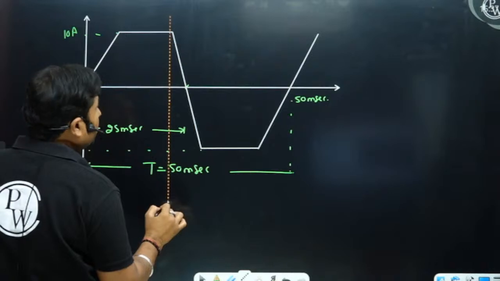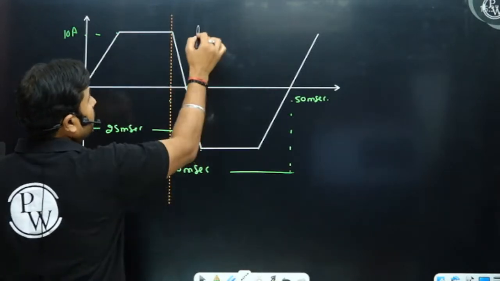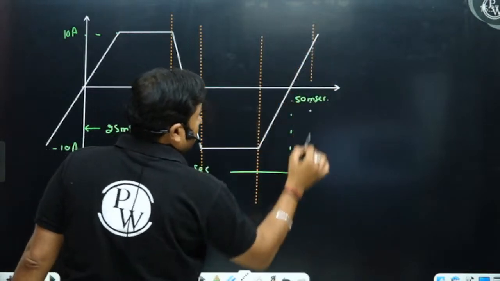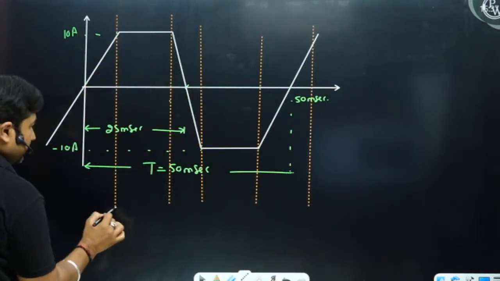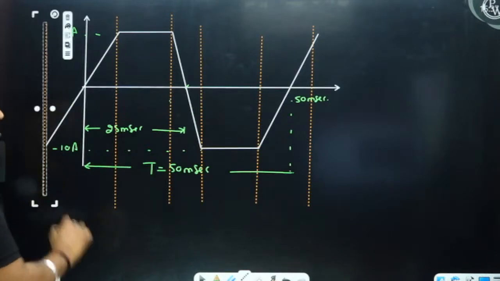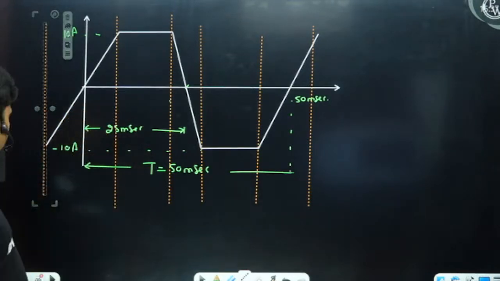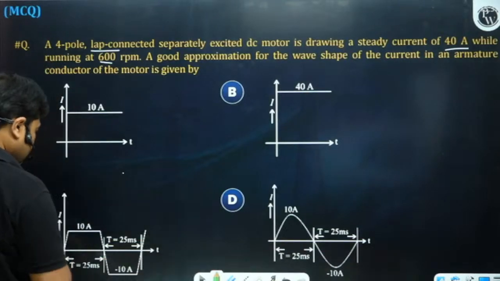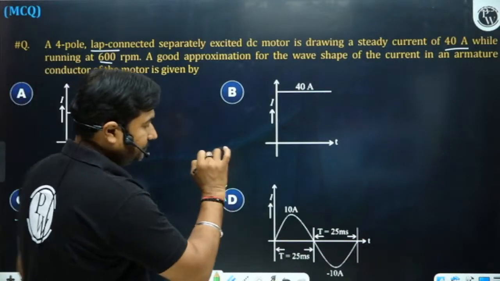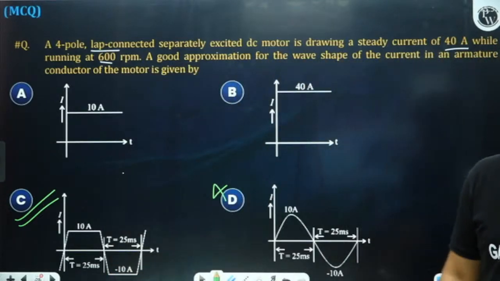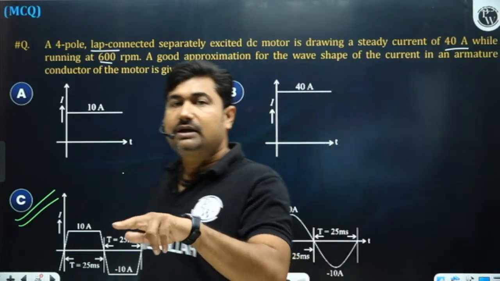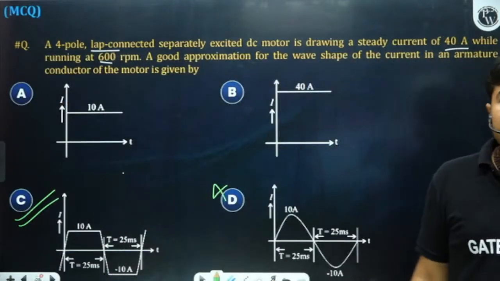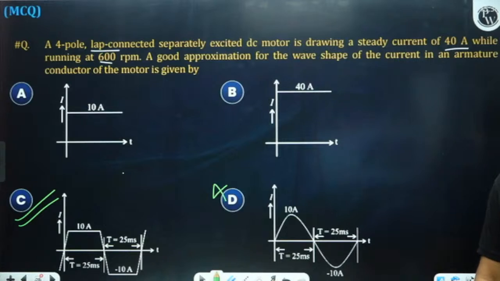Considering linear commutation, this is the period of commutation. In case of linear commutation, we have the current flowing into the armature coils. A good approximation for this is this one, not this one. The current is not sinusoidal. Once the current has changed, it remains the same until the coil again goes into the commutation period. How many of you are able to understand this?